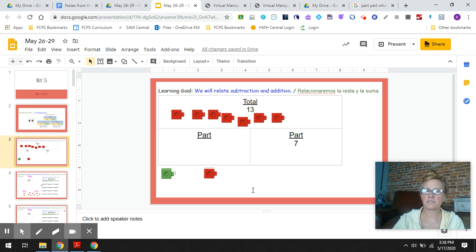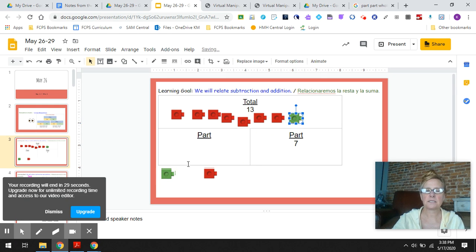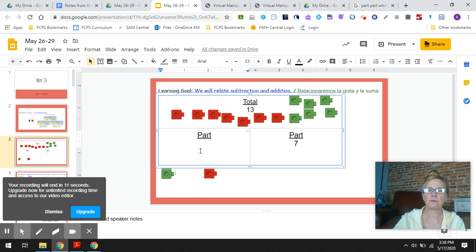Here's an example of one of your slides. Here you can see we have the total of 13. And there's a part that we have, which is 7. So I have 7 counters up there already. I wonder how many it's going to take to reach the total. Well, I have 7, 8, 9, 10, 11, 12, 13. How many did it take? 13 minus these 7 leaves me with, that's right, 6.